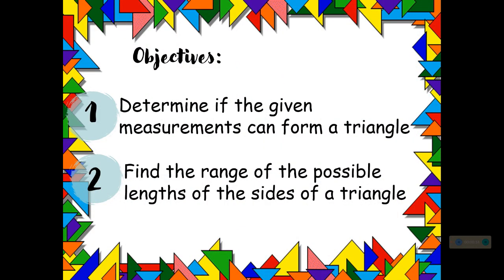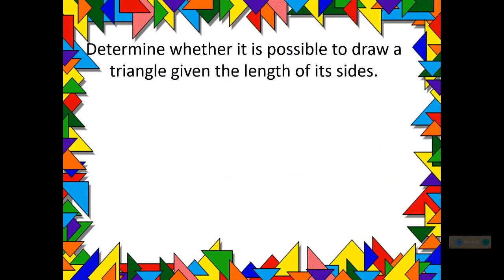So for our objectives, we have: determine if the given measurements can form a triangle, and find the range of the possible lengths of the sides of a triangle. To proceed, let us determine whether it is possible to draw a triangle given the length of its sides.